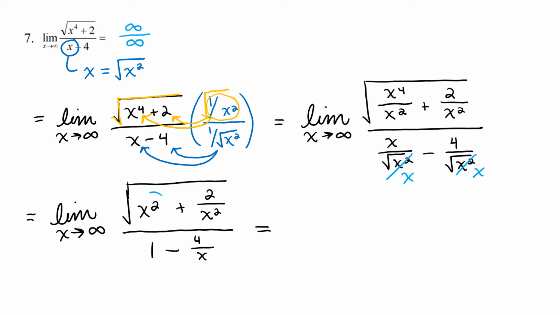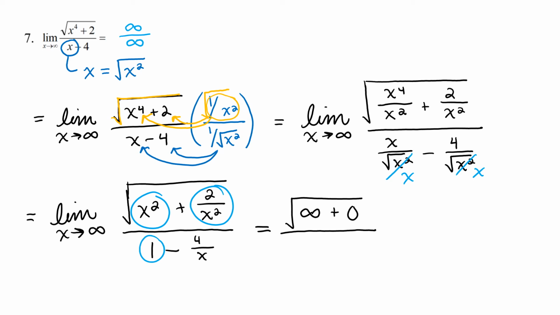The limit as x approaches infinity of x squared is infinity, plus the limit as x approaches infinity of 2 over x squared is 0. The limit as x approaches infinity of 1 is 1. And the limit as x approaches infinity of 4 over x is 0. The square root of infinity is still infinity, or rather approaching infinity. So we have infinity over 1, which is not indeterminate, it's just infinity.